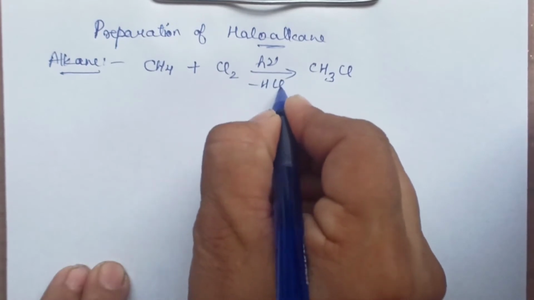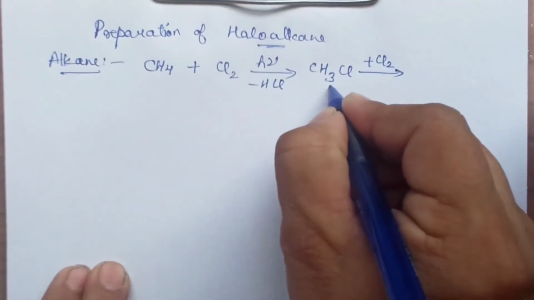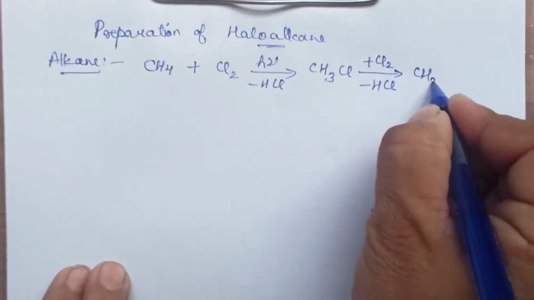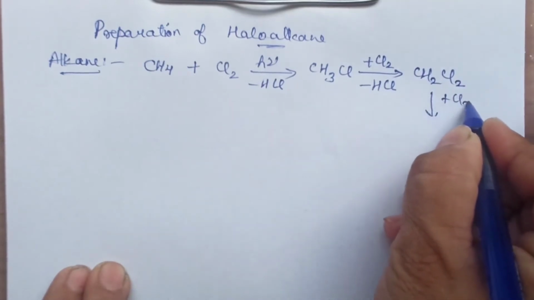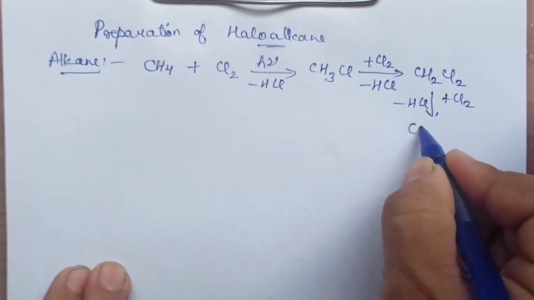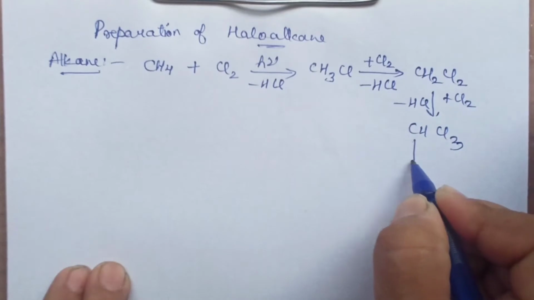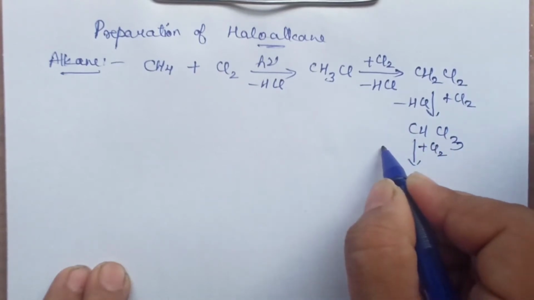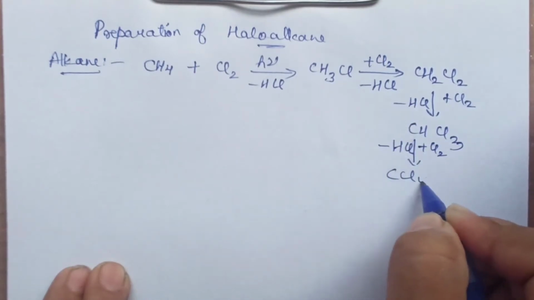come out. Then again you will add one more chlorine because still hydrogen is there. Again one HCl will come out. You will get CH2Cl2. Again we can add one more chlorine. One HCl again will come out, and you will get CHCl3, then again still one more H is there, so one more chlorine is added. In the presence of sunlight, when H and one Cl come out, you get CCl4.